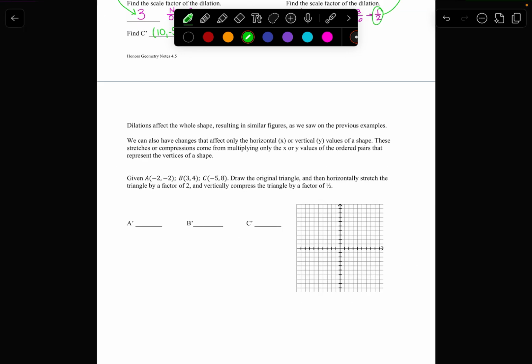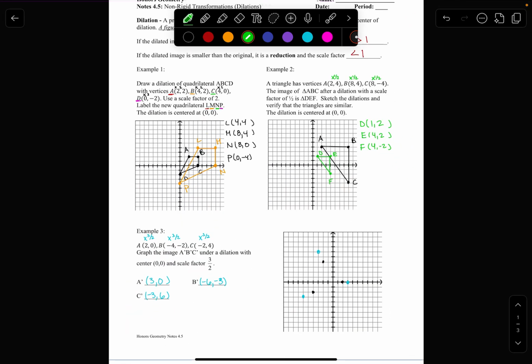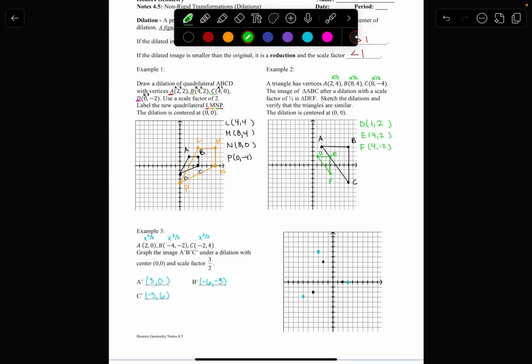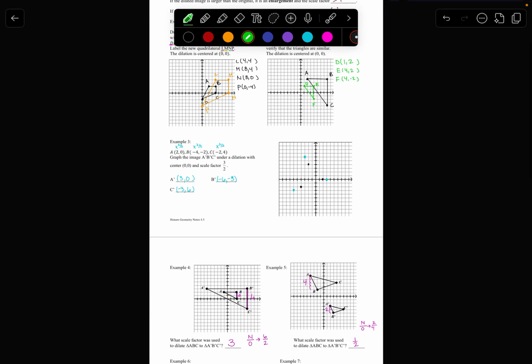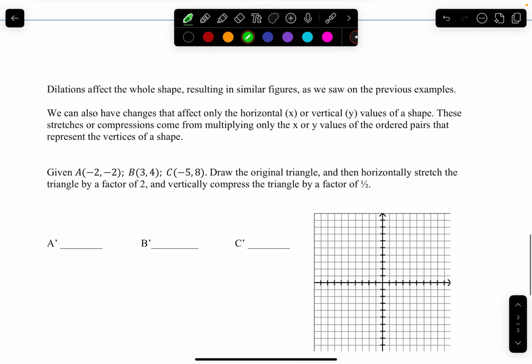So up here, specifically these first 3 examples, we were multiplying everything, both horizontal and vertical, by whatever the scale factor was, okay? So it didn't change the shape, it just changed the size. What we're going to be doing now is instead of multiplying the X and the Y by the same value, we're going to be multiplying them by different values, okay? Anytime that you are doing something horizontally, left to right, that affects your X values, and vertically is going to affect your Y values, all right?